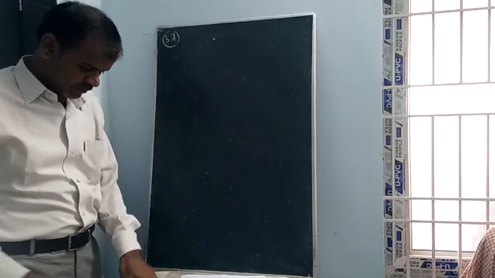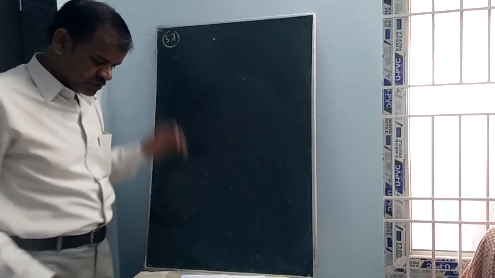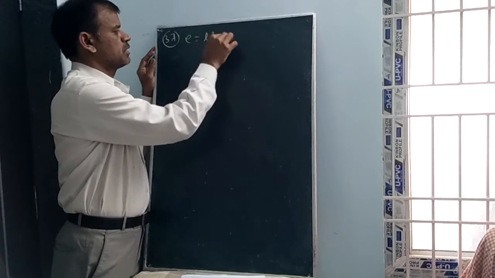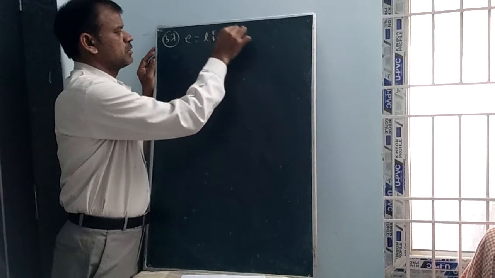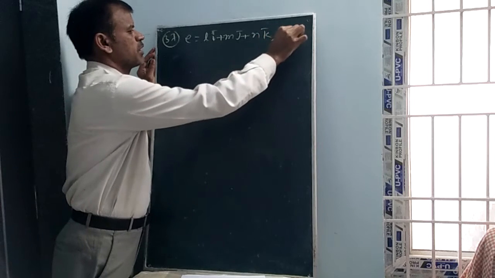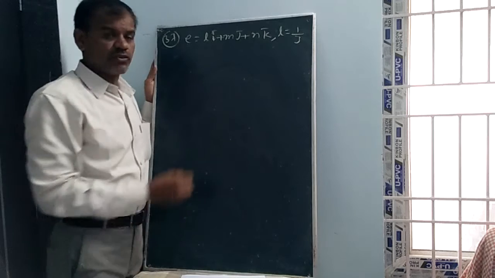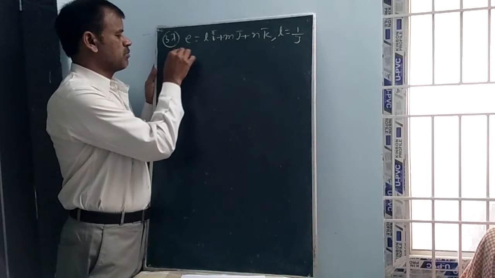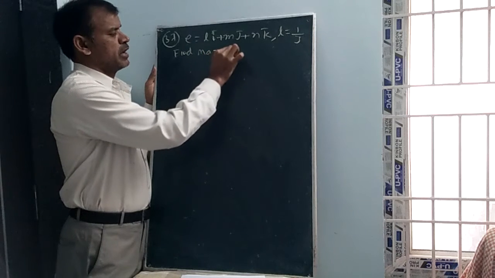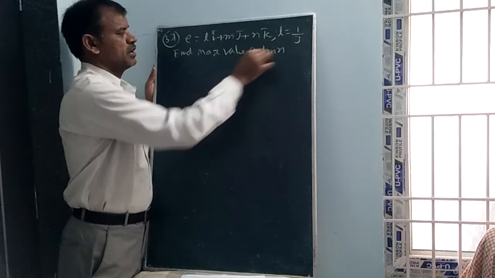Question number 37. He has given E is equal to Li plus Mj plus Nk, the unit vector, and L is equal to 1 by 3. Find the maximum value of Lmn.